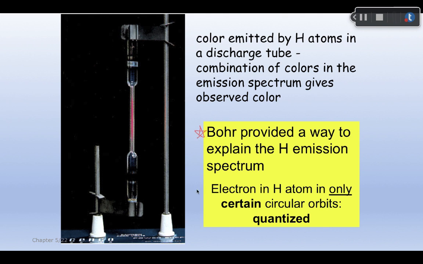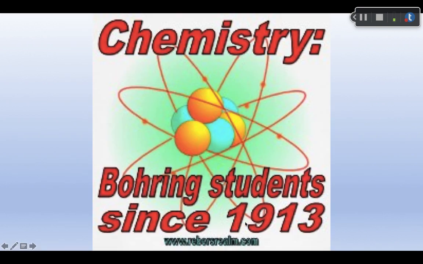In other words, those lines represent the fact that the electrons in the hydrogen atoms are in certain orbits, the circular orbits for hydrogen, and that they were quantized. In other words, only those energy levels will be possible for an electron to jump up and to return down to its original spot to emit light. Only certain energies are resulting.